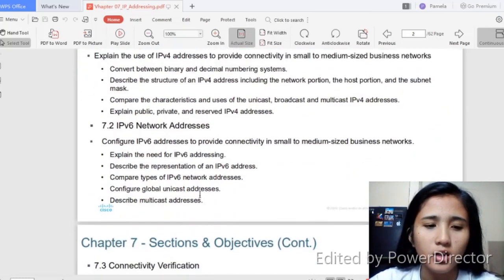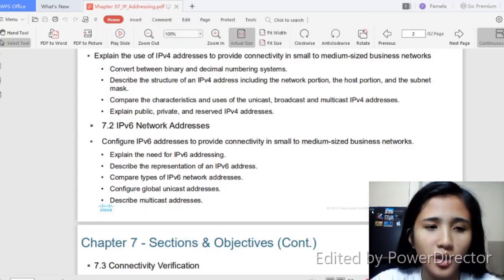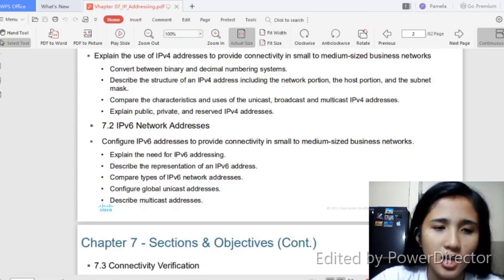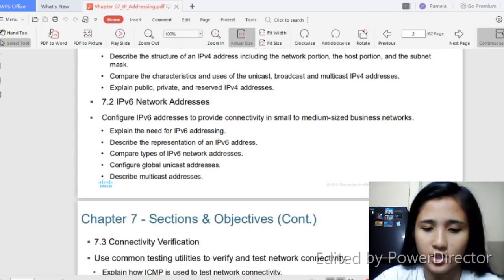So, the 7.2 IPv6 network addresses. Configure IPv6 addresses to provide connectivity in small to medium-sized business networks. Explain the need for IPv6 addressing. Describe the representation of IPv6 address. Compare types of IPv6 network addresses, configure global unicast addresses, and describe multicast addresses.